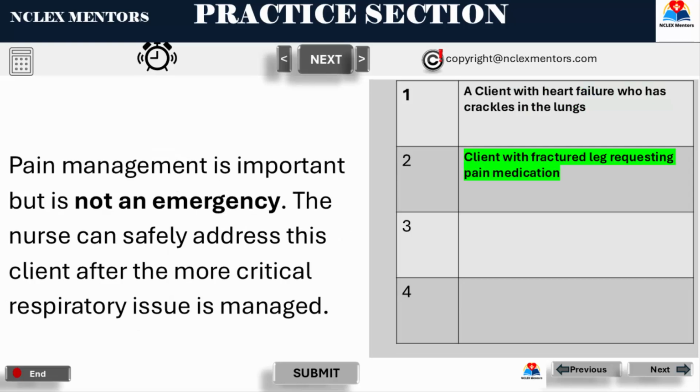The second priority is the client with a fractured leg who is requesting pain medication. Pain management is important, but it is not an emergency. This client is in discomfort, but can safely wait while we address the more critical respiratory issue first.